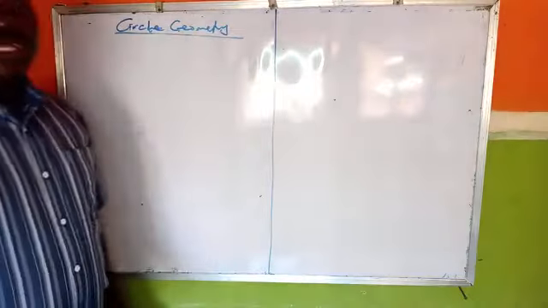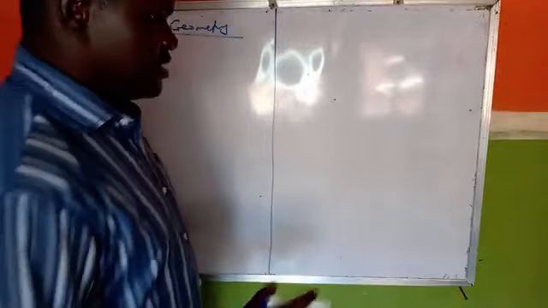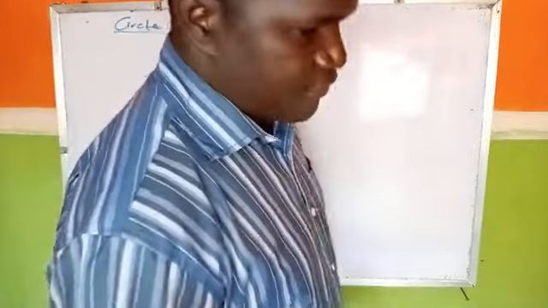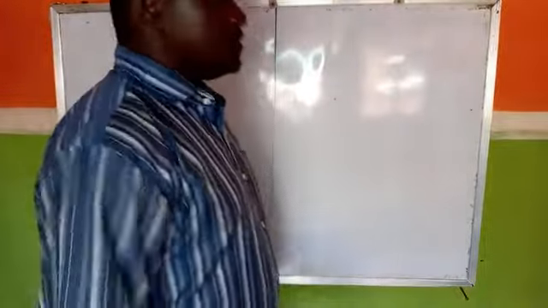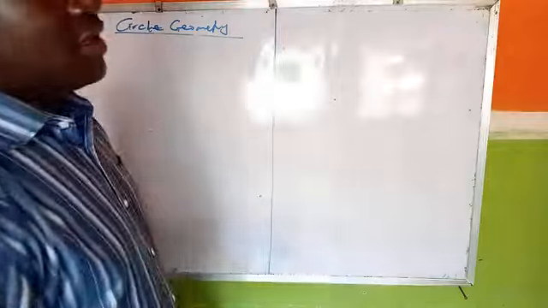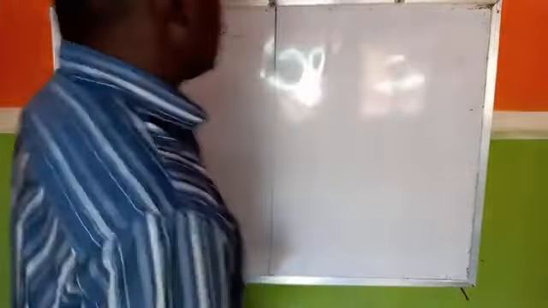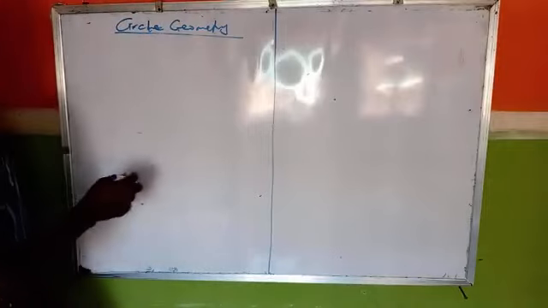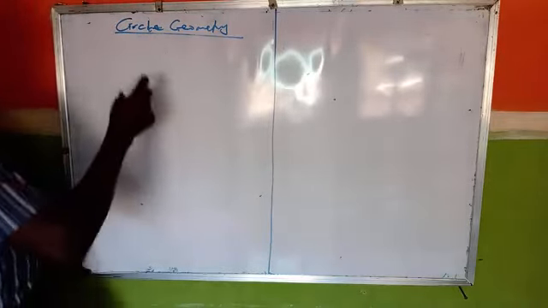Now, we proved a theorem the other time that the angle at the center is 2 times the angle on the circumference, or the angle the arc of a circle subtends at the center of the circle is 2 times the angle it subtends at any part of the remaining circumference. That's it. Then today let's consider another theorem.